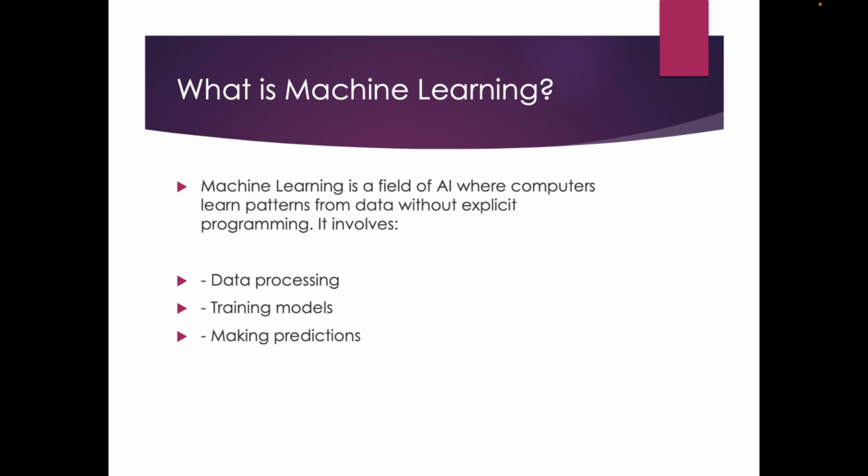Machine learning basically is a field of artificial intelligence where computers learn patterns from data without being explicitly programmed for specific tasks. Simply put, it's about teaching computers to make decisions based on data. So there are three steps. The first one is data processing, the second one is training the model, and the third one is making predictions.